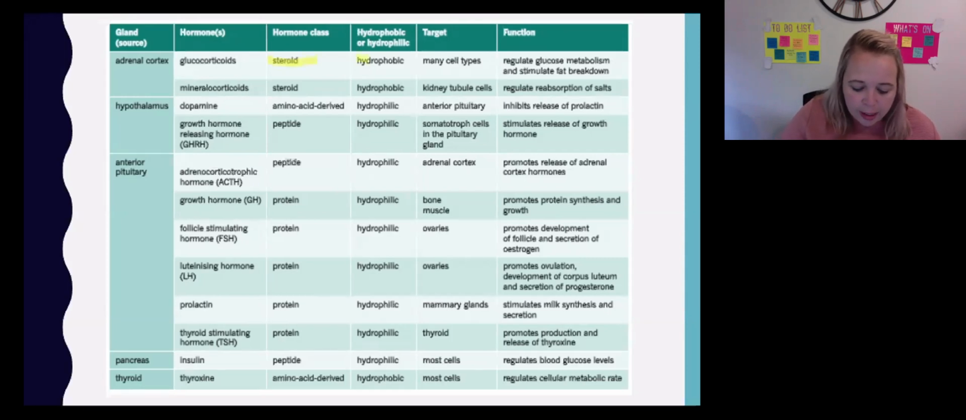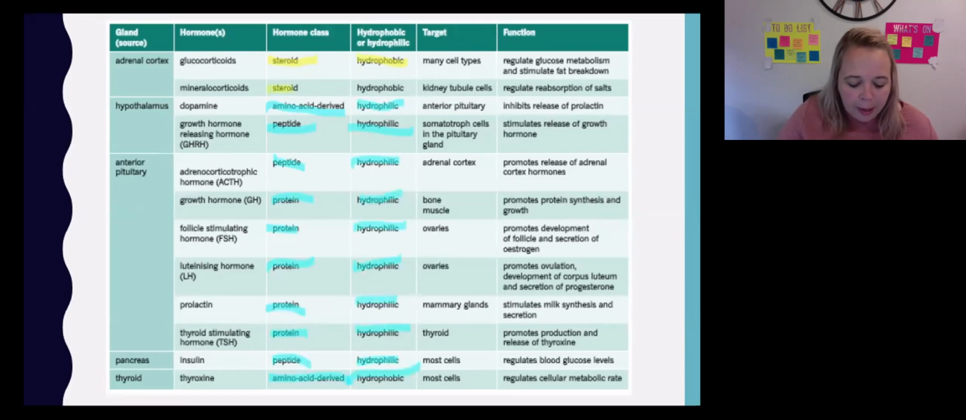If they're steroid-based, I just want you to notice this little link. If they're steroid-based, they are hydrophobic. If they are peptide-based, they're going to be hydrophilic, yeah? Same with the amino acid derived. They're all going to be hydrophilic. So you can see that there's no real rhyme or reason as to why they are what they are, but a lot of hormones are actually proteins.